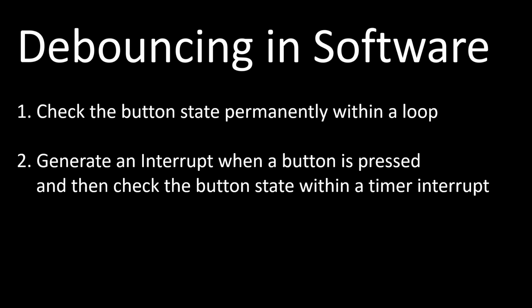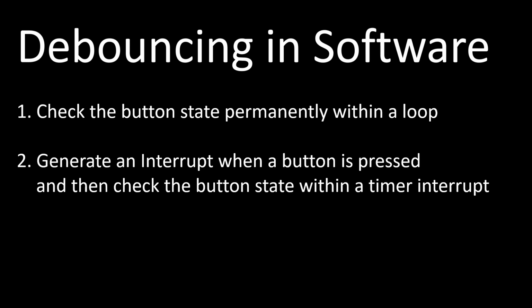There are two approaches to debouncing a button. First, check the key state continuously within a loop. Or second, generate an interrupt when the button is pressed and then check the button state within a time window of, say, 20 milliseconds. The first variant is known as polling, but it's not recommended because the microcontroller is constantly busy querying the status of a button.